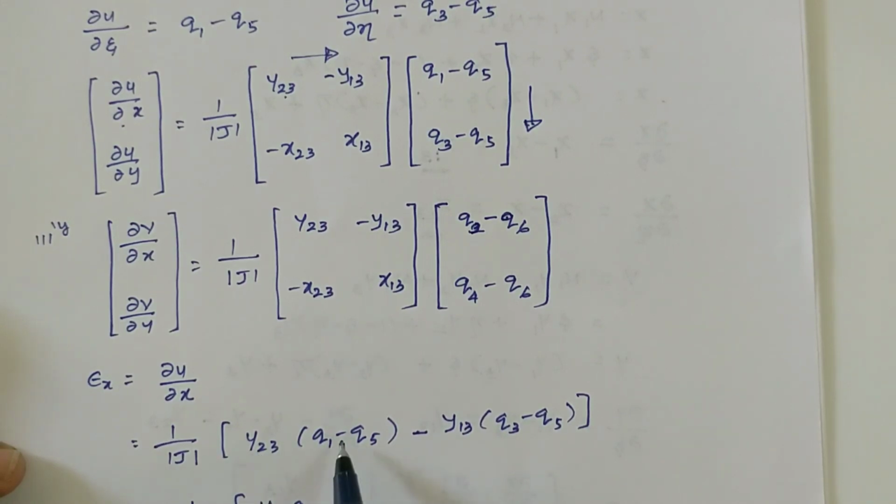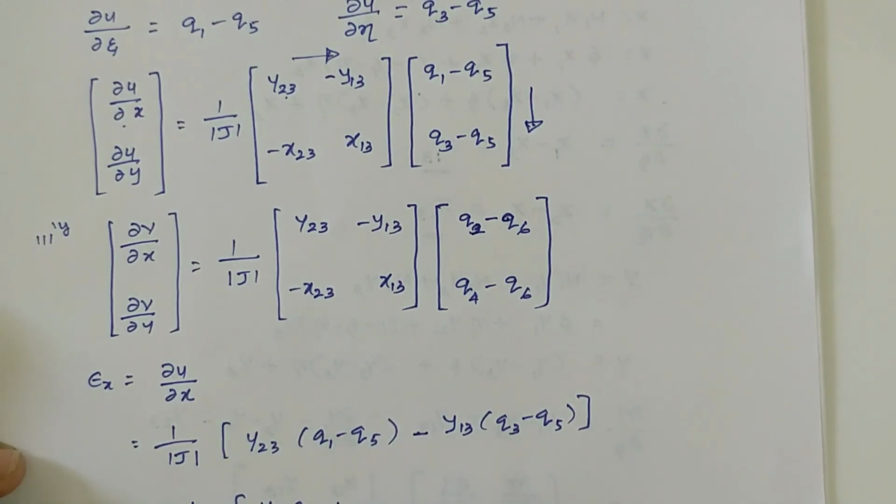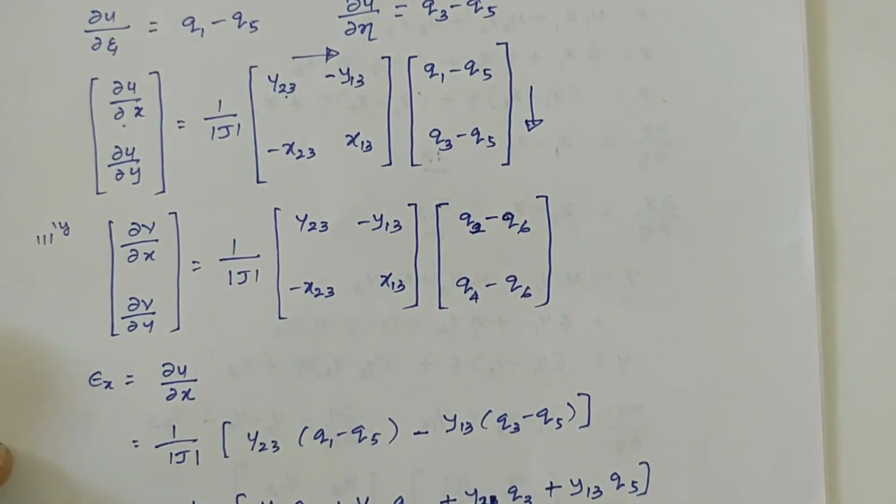So y23 minus y23 into q5, instead of writing minus y23, I will rewrite this as y32 q5. Minus into minus will become plus, and again here also plus y13 q3, sorry, q5. So plus y13 q5. Now we have two q5 terms here.